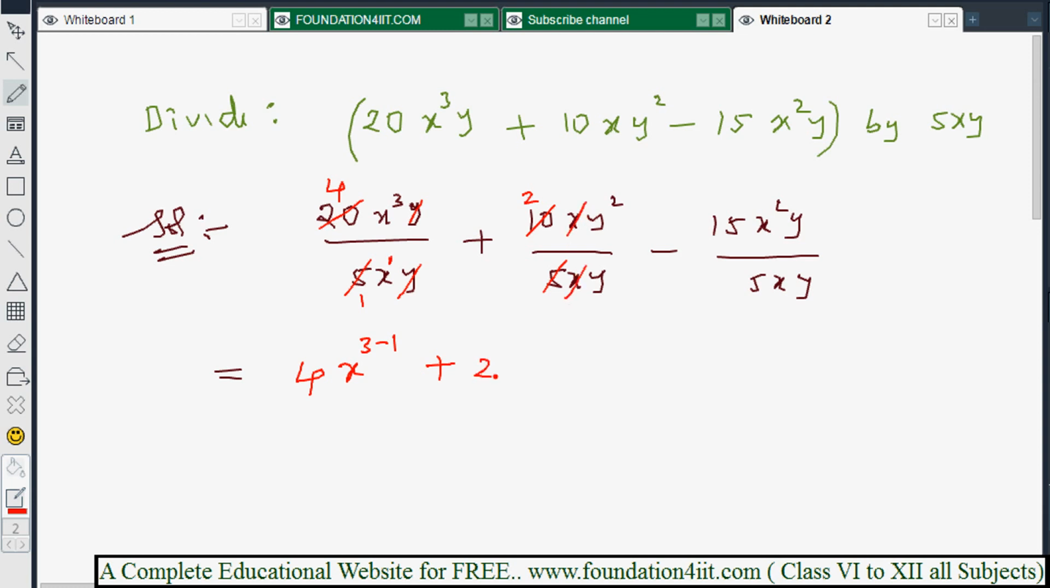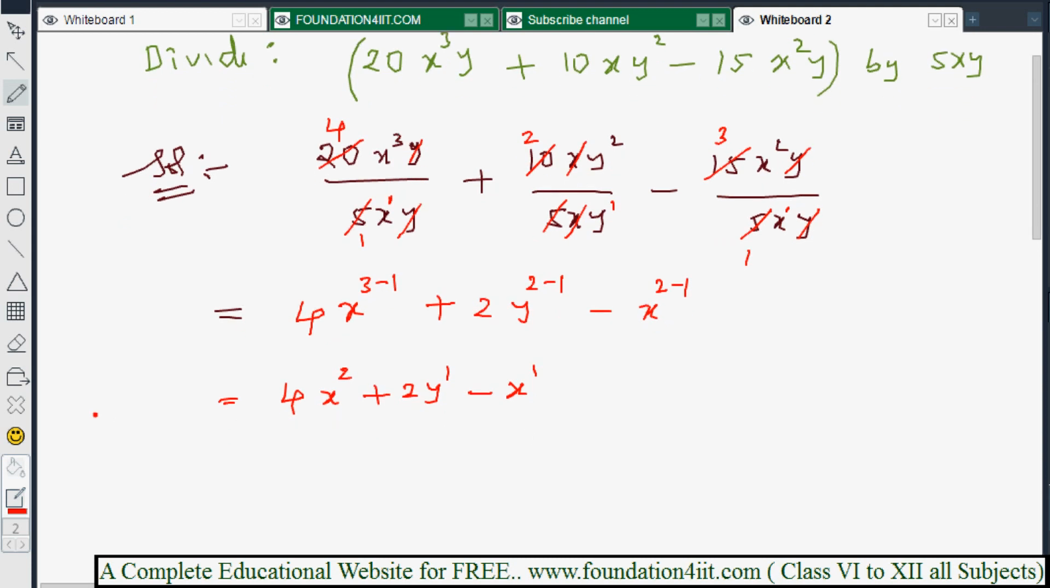Then 2 y to the power 2 minus 1, because here y is to the power 1, so by the formula. Minus, 5 ones are 5, 5 threes are 15, and here y has power 1, y power 1 is the same, cancel. Then x to the power 2 minus 1, because the top is 2 and the bottom is power 1. That's it. Now if you simplify, you'll get the answer 4x square, because 3 minus 1, plus 2y to the power 1, minus x to the power 2 minus 1 is 1. So no need to write the powers as 1. Now just simplify, that's the answer. Therefore the answer is 4x square plus 2y minus x.